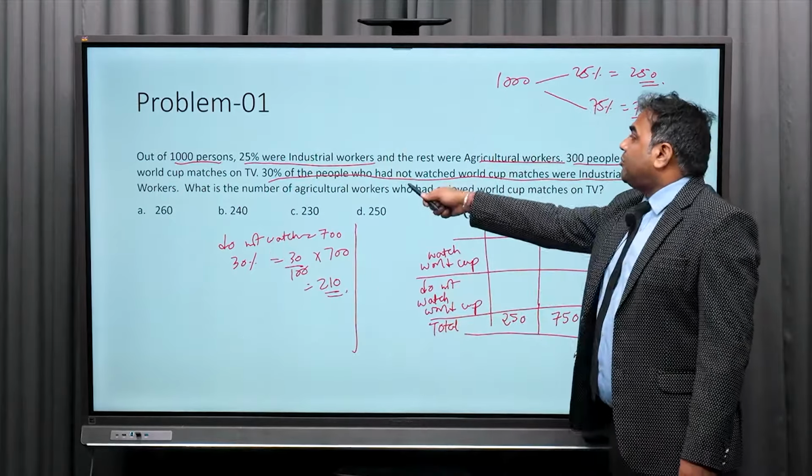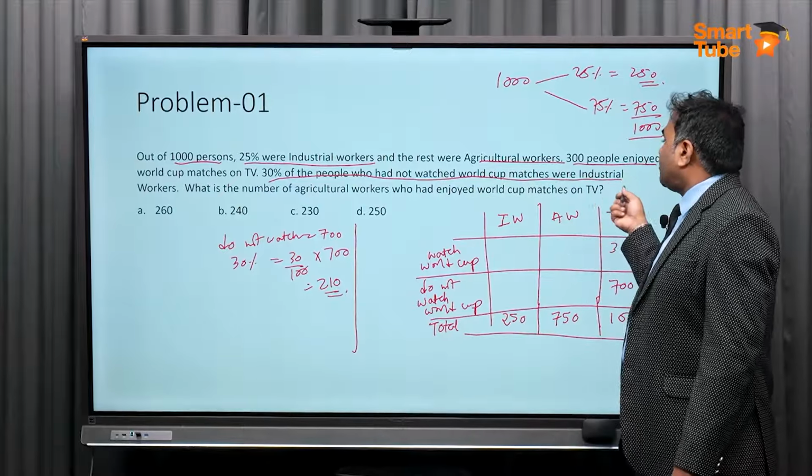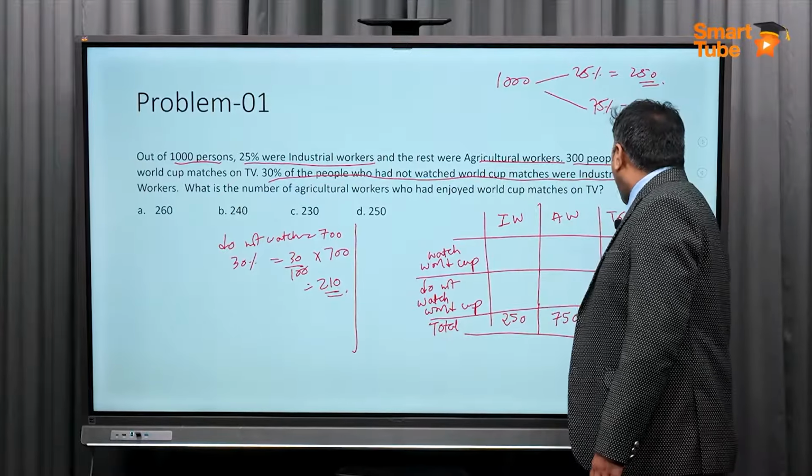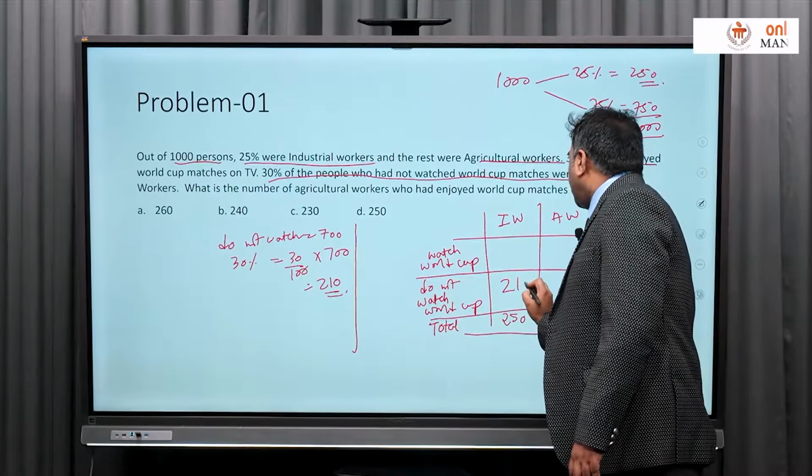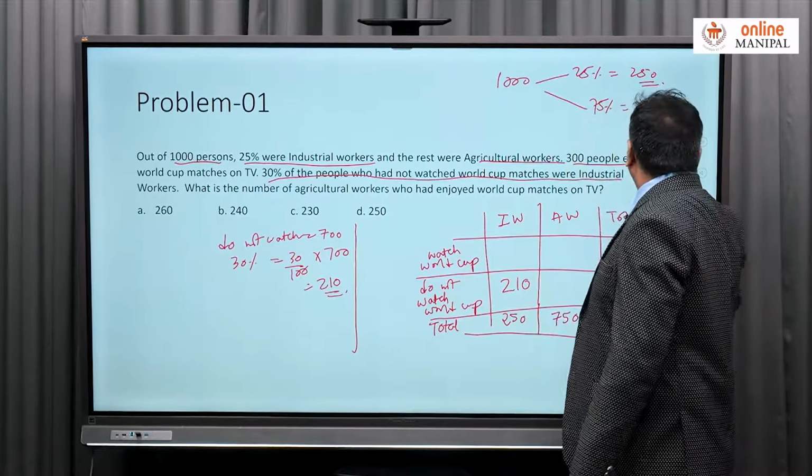So 30% of people who had not watched World Cup match were industrial worker. So how many do not watch? 700. Out of 700, 210 are industrial worker. Clear, everyone?